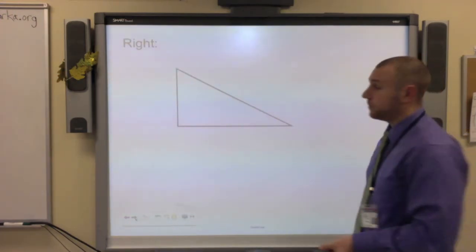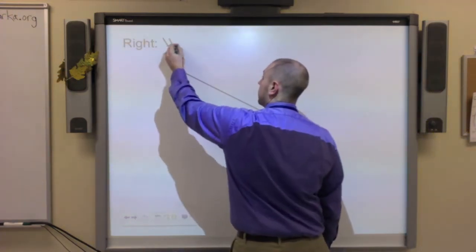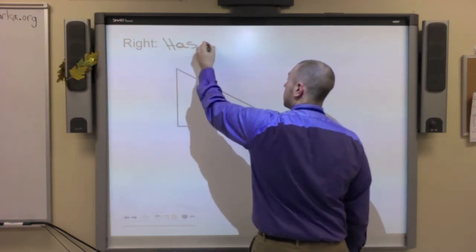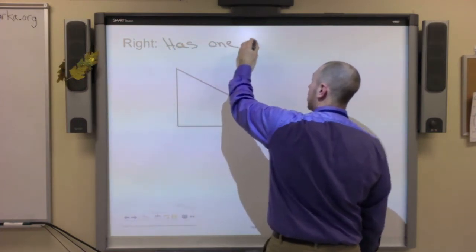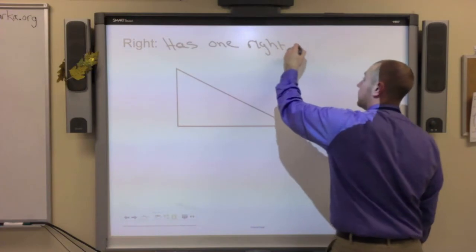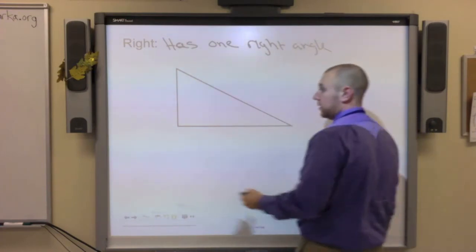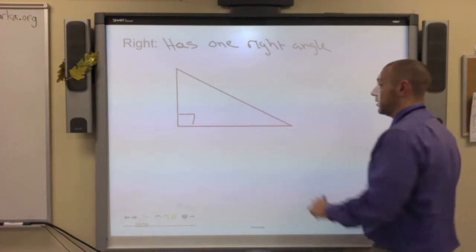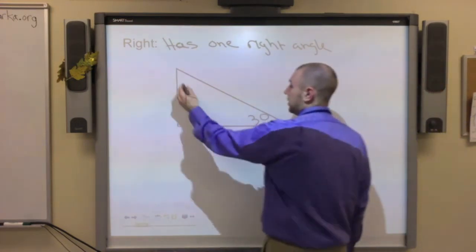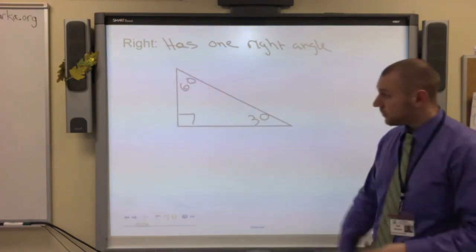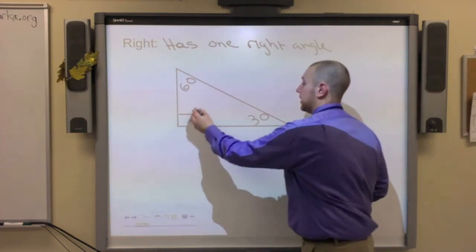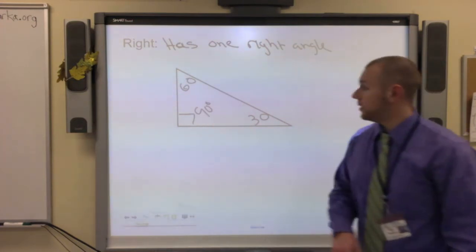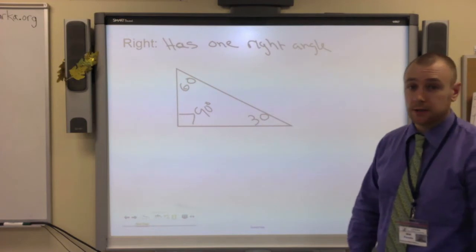A right triangle has one right angle. And that right angle is usually denoted by that box. So if this is 30, then that's 60. And that box means that it is a 90-degree angle, which is a right triangle.